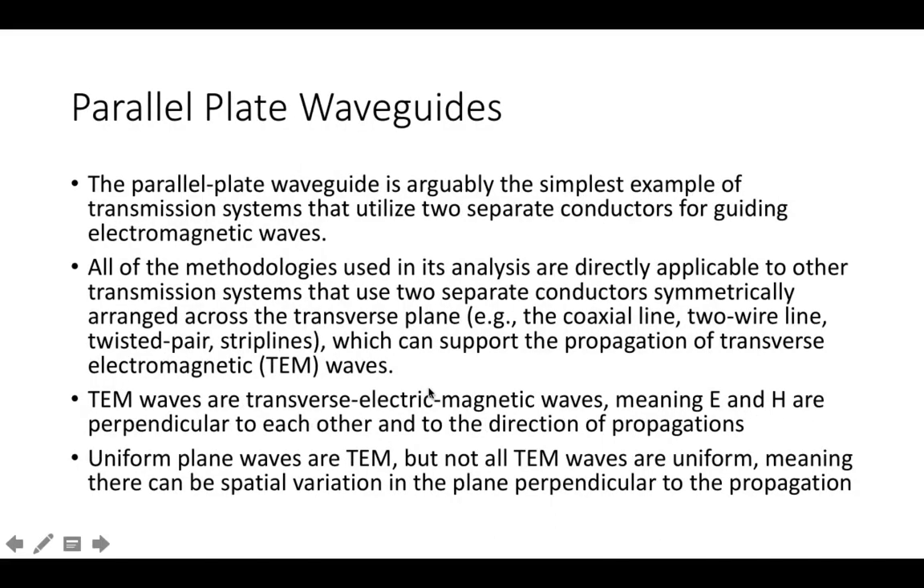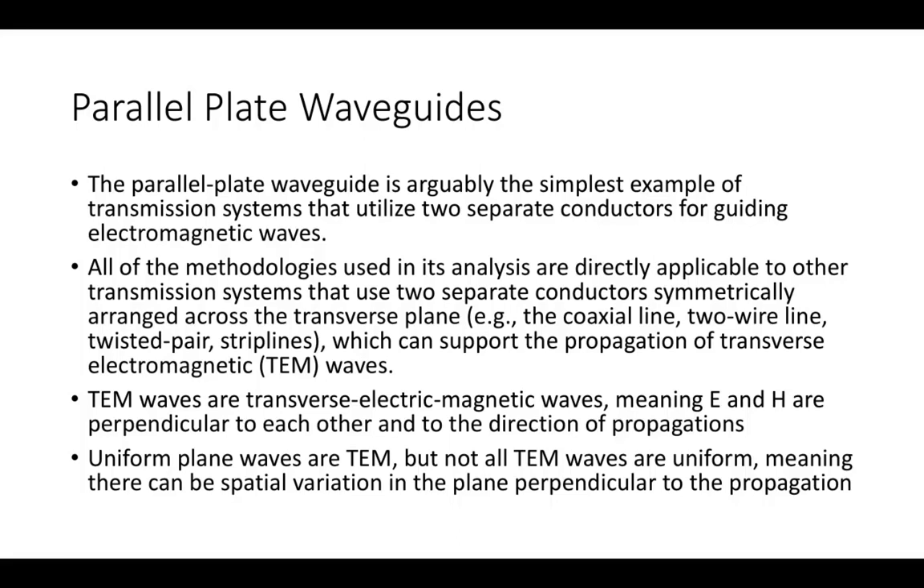So first of all, we'll start with discussing a parallel plate waveguide. It's the simplest example. Basically it uses two separate conductors, and the conductors are used to guide electromagnetic waves. All the methodologies that we will use in this analysis are directly applicable to other systems that use two separate conductors that are symmetrically arranged. So a coaxial line, two-wire line, a twisted pair, etc., which can support the propagation of transverse electromagnetic waves, or TEM waves.